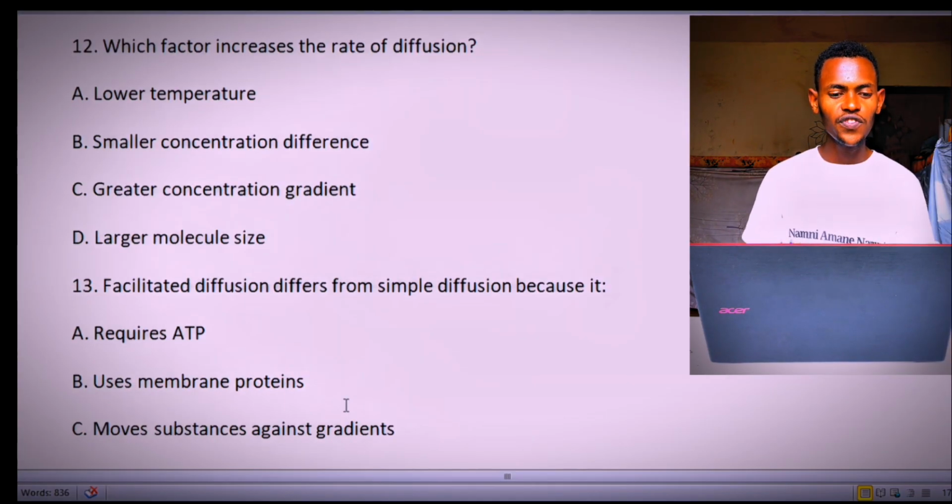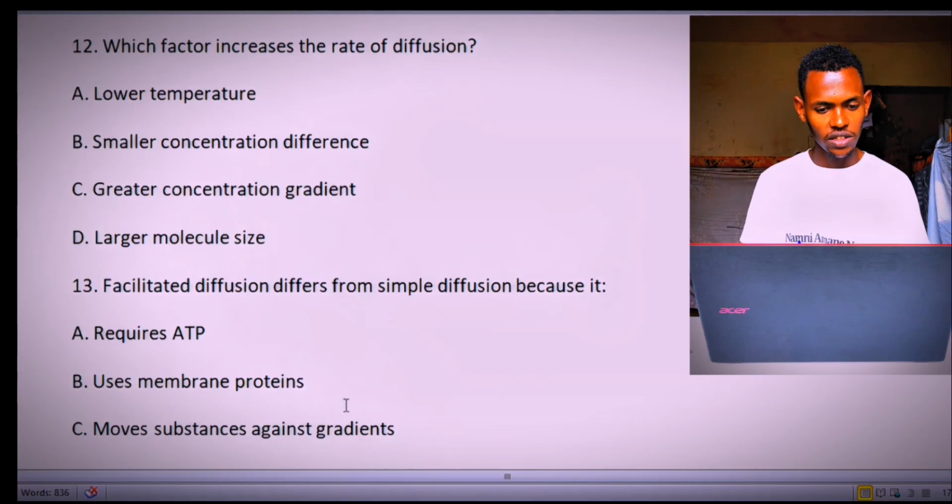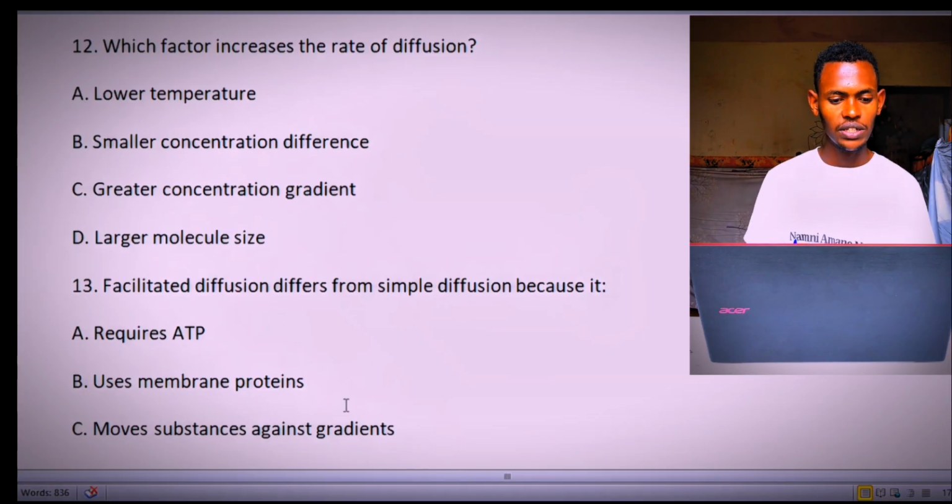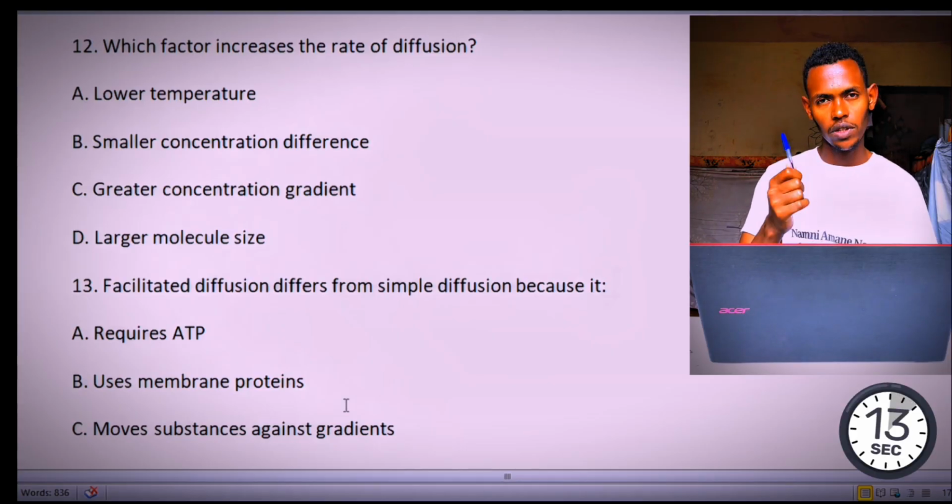12. Which factor increases the rate of diffusion? A. Lower temperature. B. Small concentration difference. C. Greater concentration gradient. D. Large molecule size. Continue.